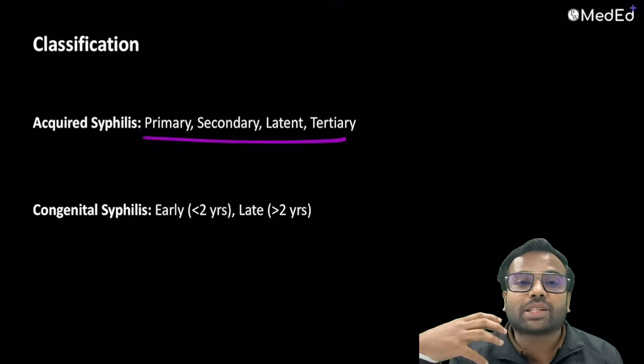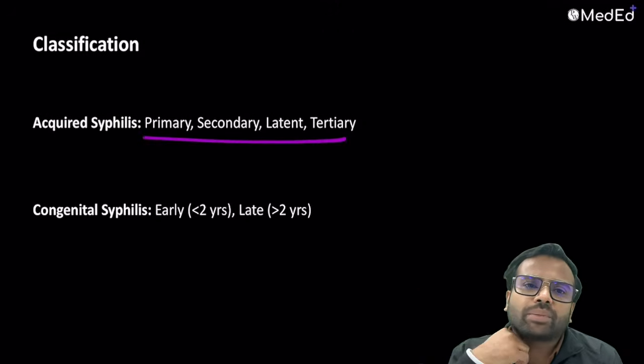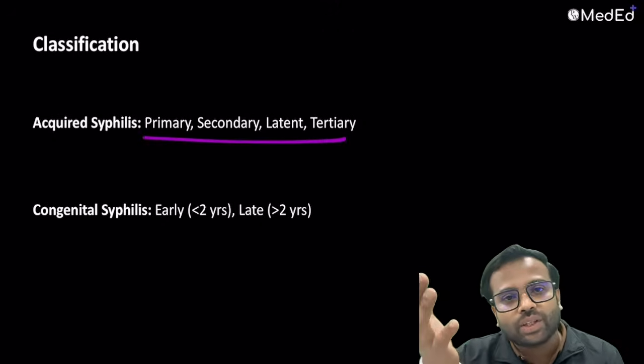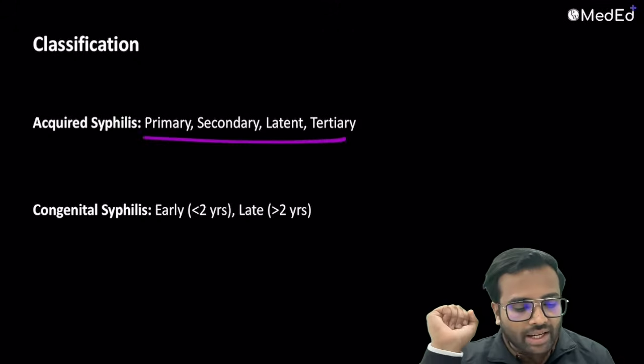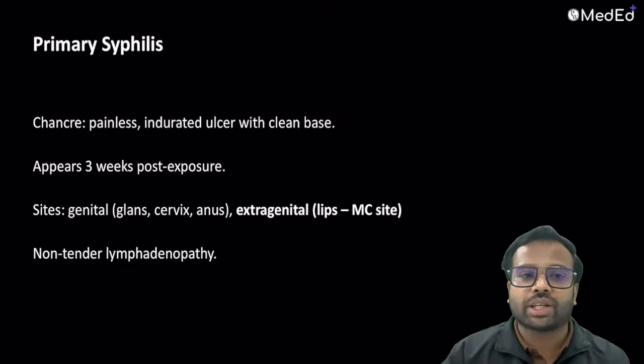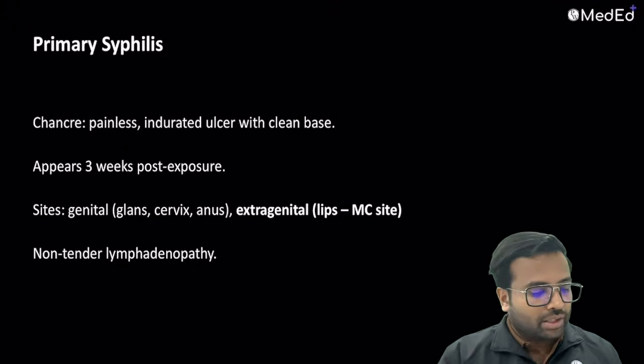This tertiary stage is considered to be a stage of complications. At the same time, there is something called congenital syphilis, which can be transmitted from the mother to a child. Now let's see in detail what happens in each of these stages.